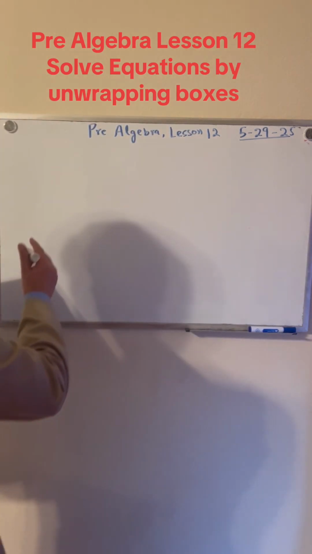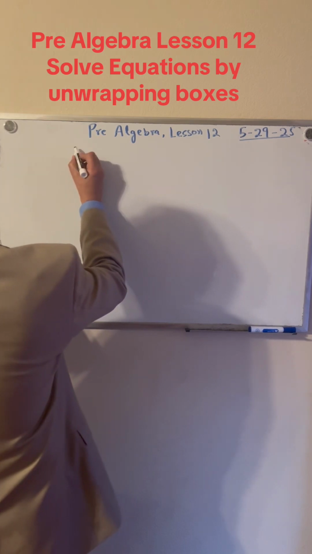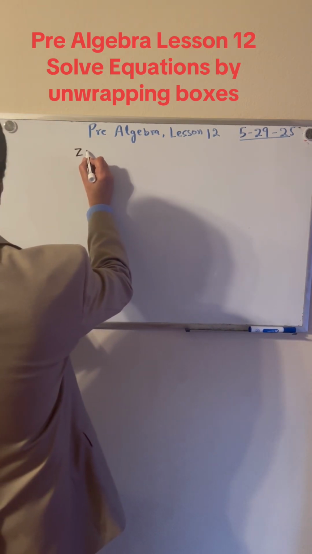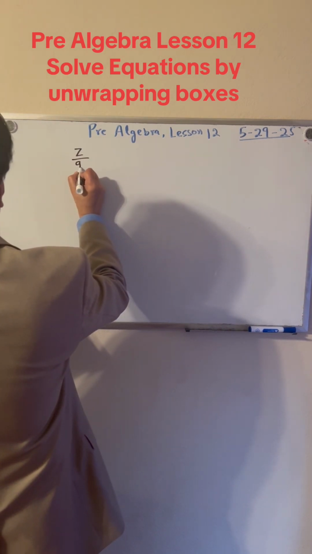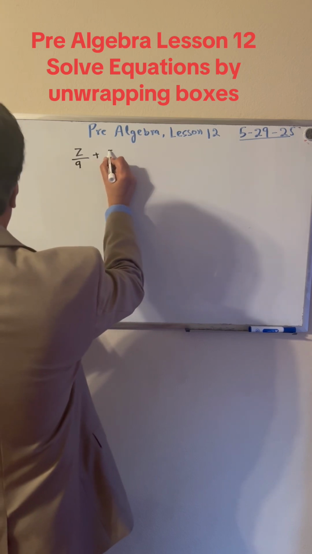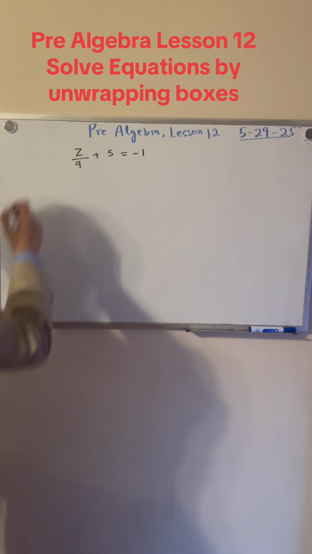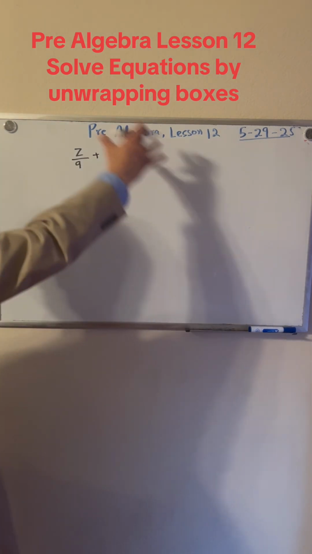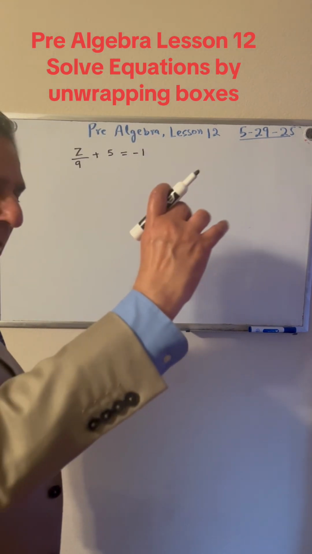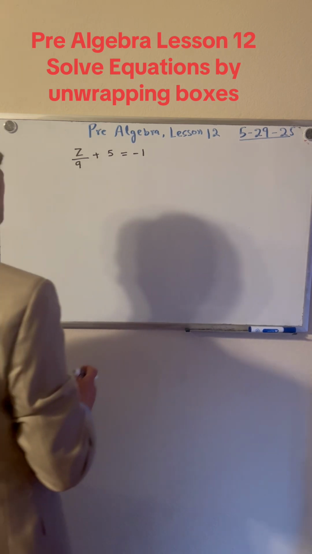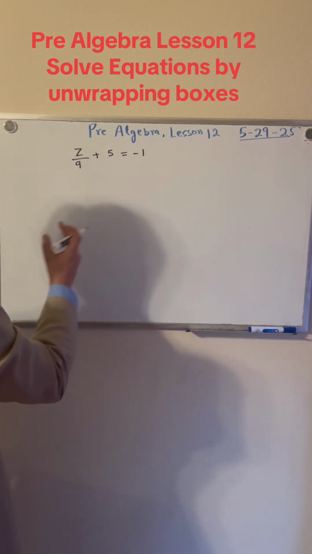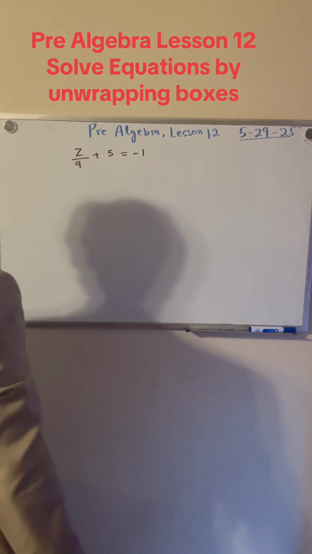Let's say you have a problem which is z over 9 plus 5 is equal to minus 1. I want you to find z. So this is the big box. Now we're going to start unwrapping it. Our goal is to isolate z on the left hand side of the equal sign.